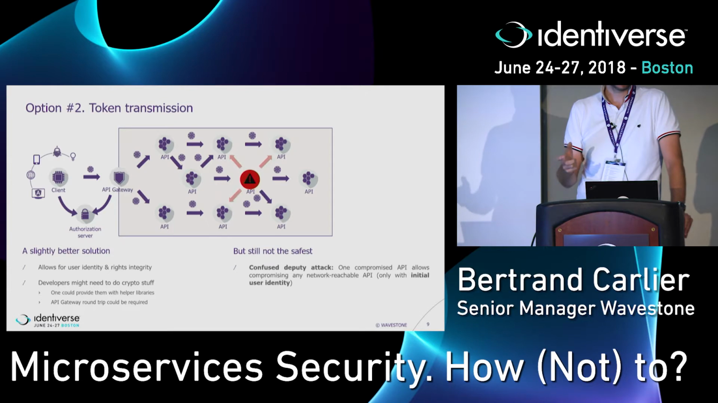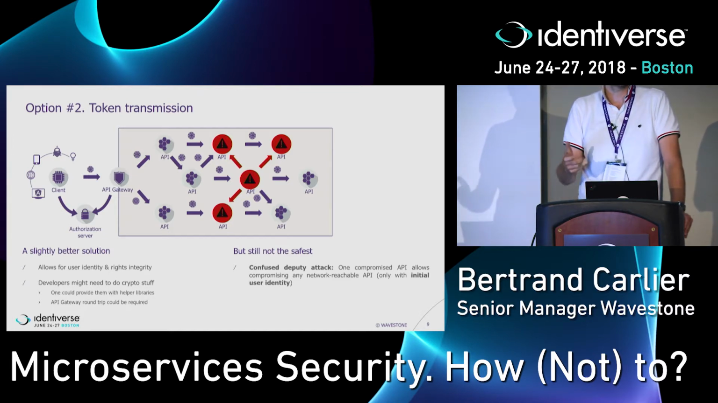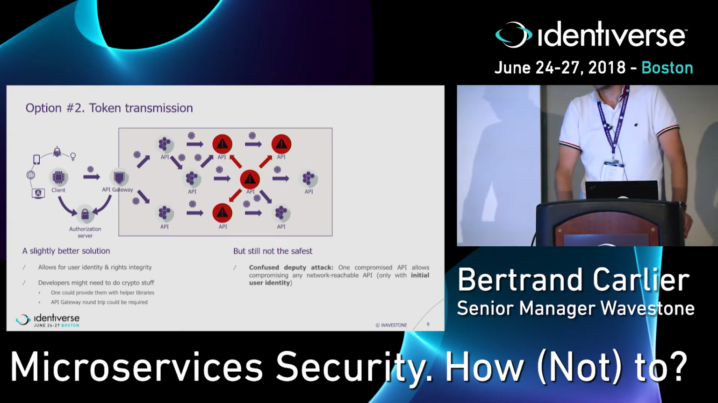It's still not the safest because you can actually do bad things with that. You can have an API call any other network reachable API, and that may not be supposed to be done. You may have an ERP API calling an HR API and getting sensitive information, for instance. That's not something you want.